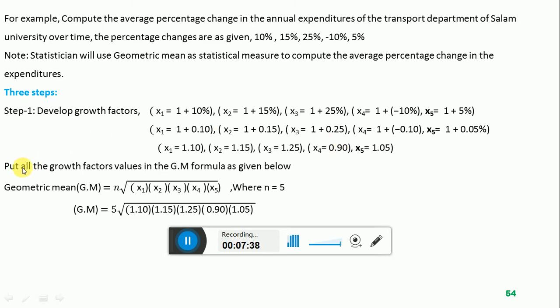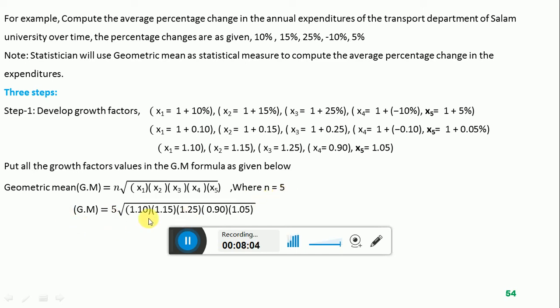Now we will put all these growth factors in the geometric mean formulation to calculate the nth root of the 5 different growth factors. Geometric mean formulation, standard form: nth root of the 5 different data items x1, x2, x3, x4 and x5, where n is 5, meaning the sample size is 5. The data set includes 5 data items.